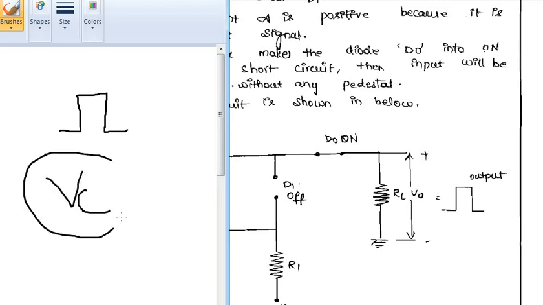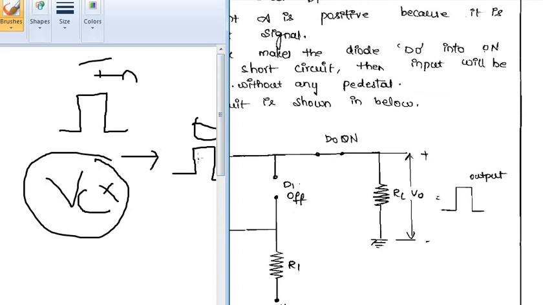This Vc won't be obtained here. So what happens at the output side? What is the output that you will be getting? The input signal whatever we have given. So here this is your same input signal and this is your output signal, okay? This is input and this is your output, fine?